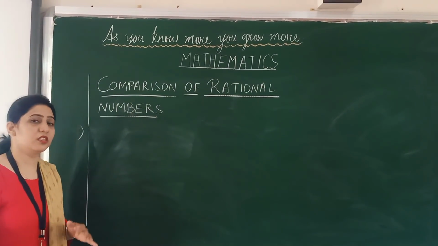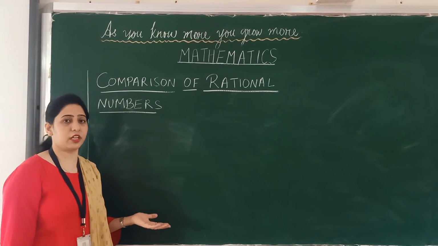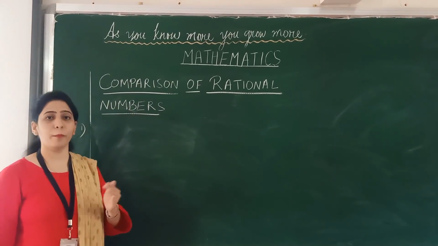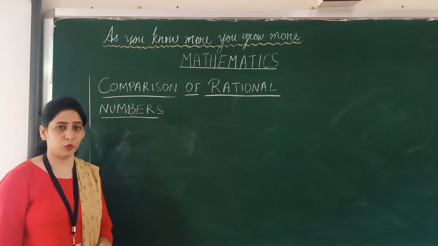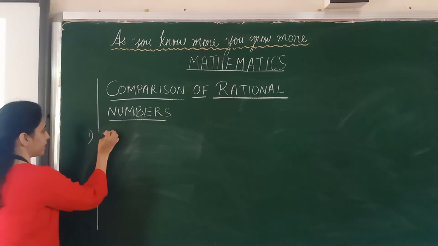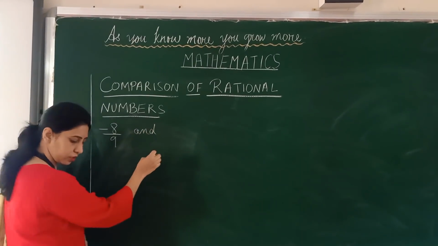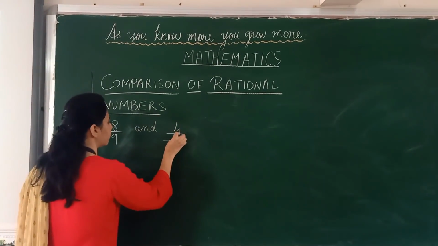Rational numbers. This concept we have also studied in 7th standard, so we'll just take a quick recap of that. Comparison means we have to compare whether one is greater, smaller, or equal. For example, let's take one example: minus 8 upon 9 and 4 upon minus 5.